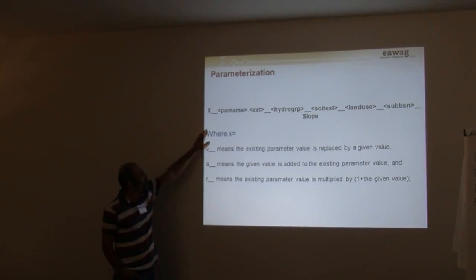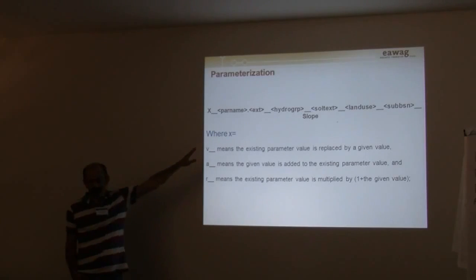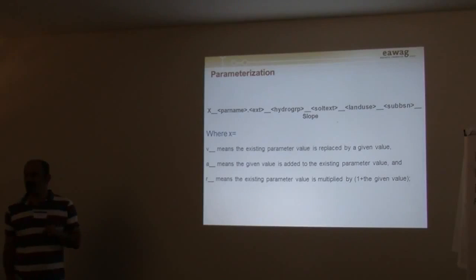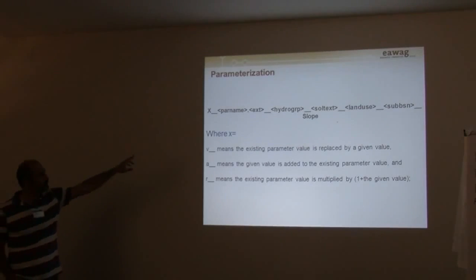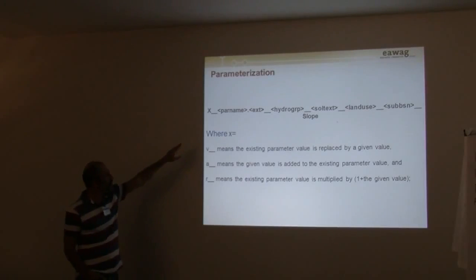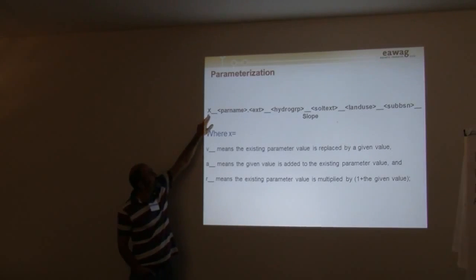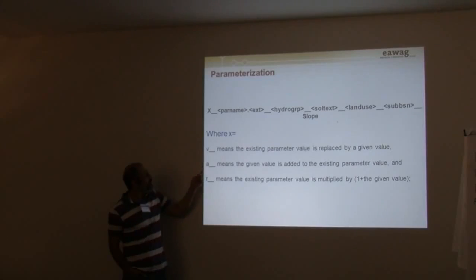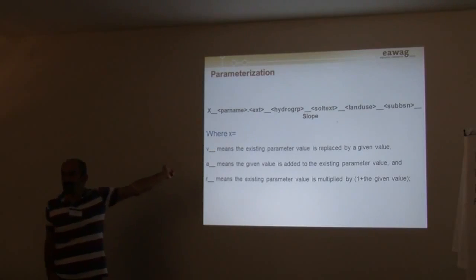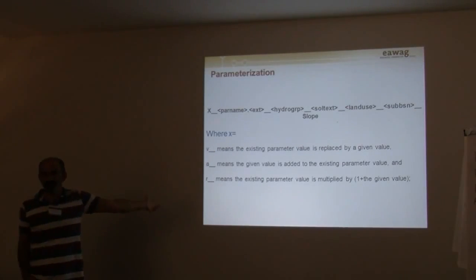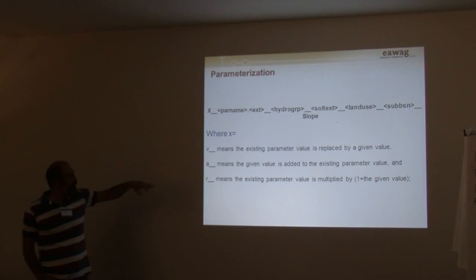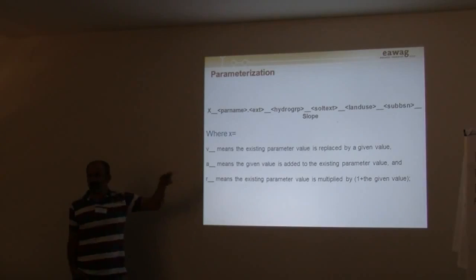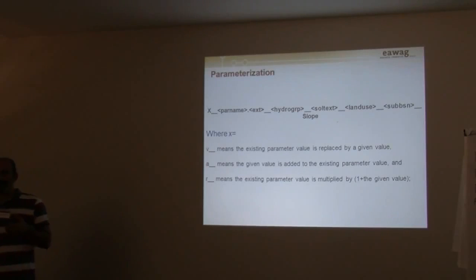So I explain what these are. Almost every parameter in SWAT can be specified as you can see here. There is a certain factor here, a qualifier, that can be V, A, or R. If you use V, that means you want to replace the value of the parameter with another value. If you specify A, that means you want to add something to the existing value. And if you use R, that means you want to multiply the existing value by a certain number.